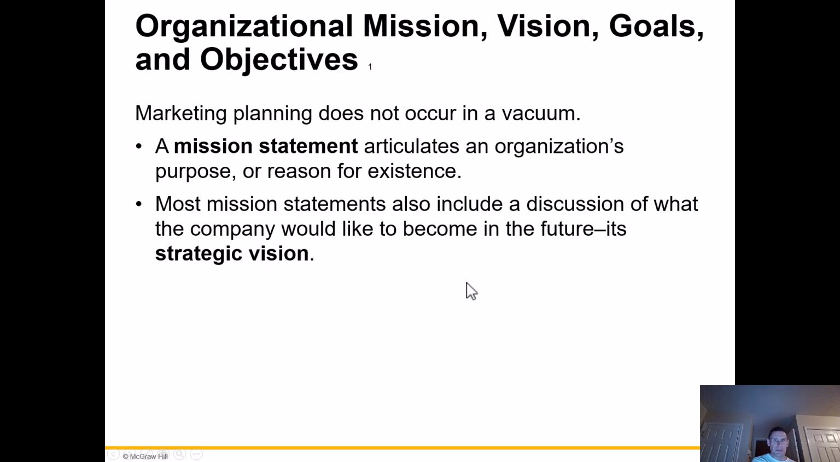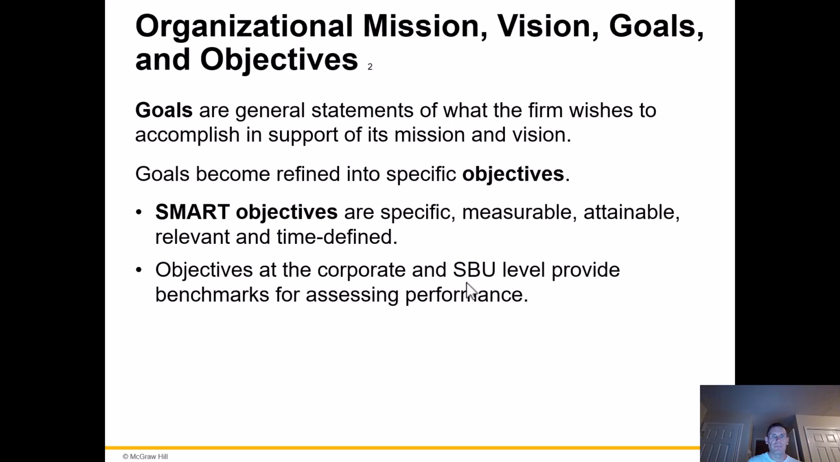Now, marketing planning obviously does not occur in a vacuum. A mission statement articulates an organization's purpose or reason for existence. Most mission statements also include a discussion of what the company would like to become in the future, which of course we call its strategic vision.